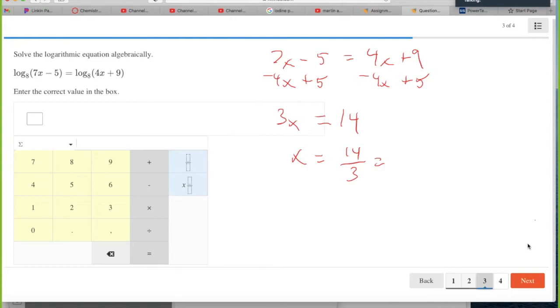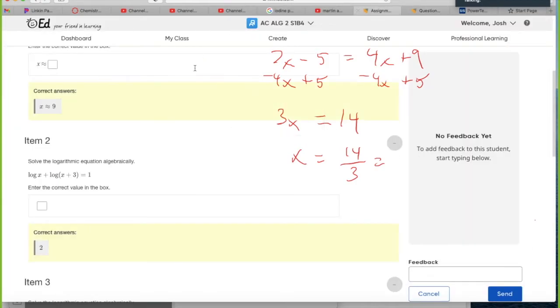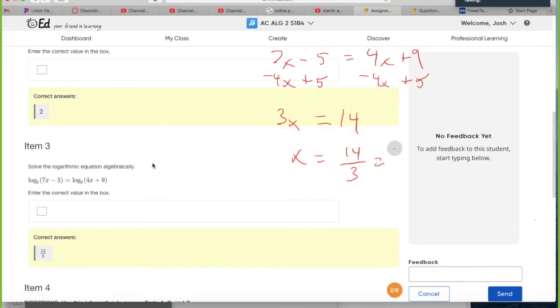14 divided by 3. Is that a happy decimal? No, it's not a happy decimal. So let's see what form they want this answer in. Just leave it in 14 over 3. Typically you would simplify it into like 4 and however many left over, but that's not what they want, so we'll stick with that.